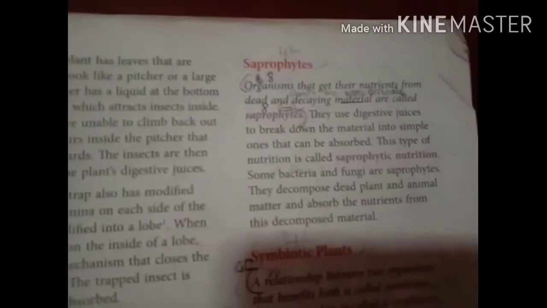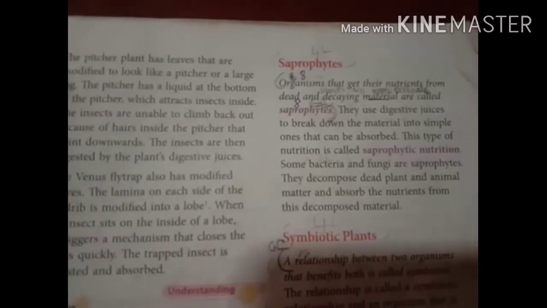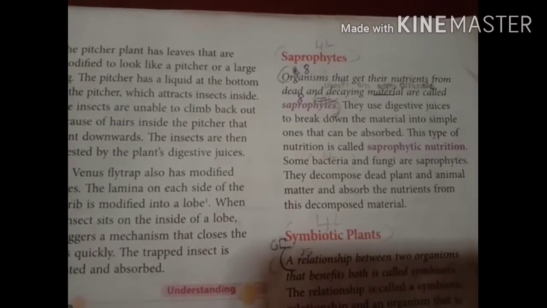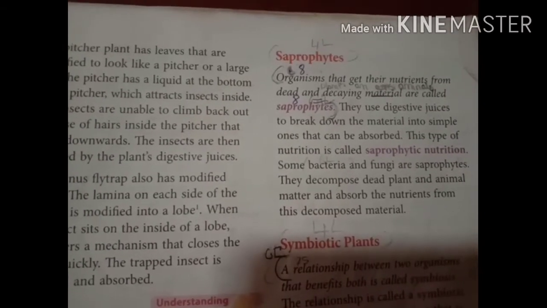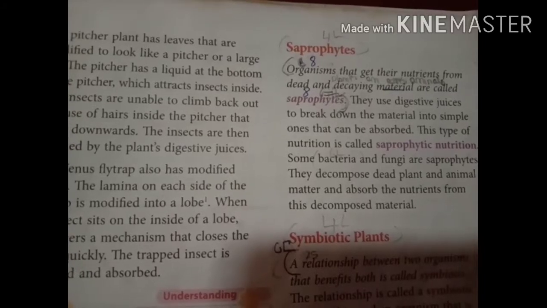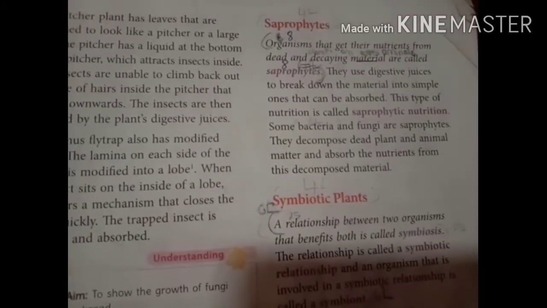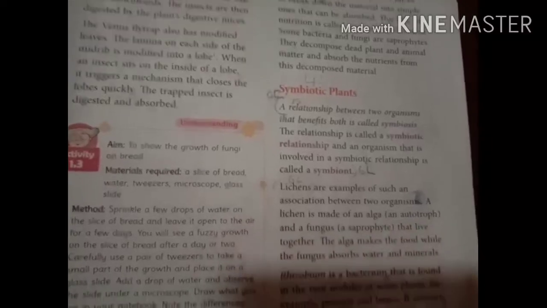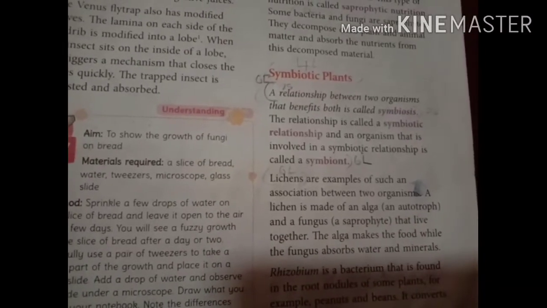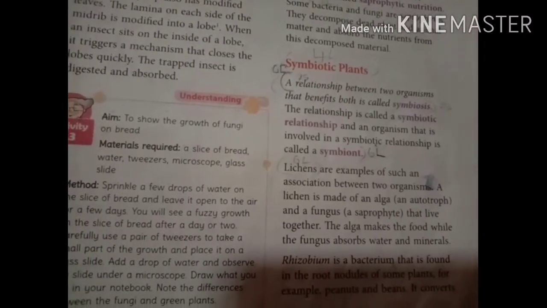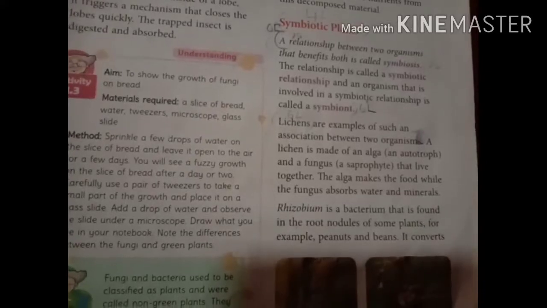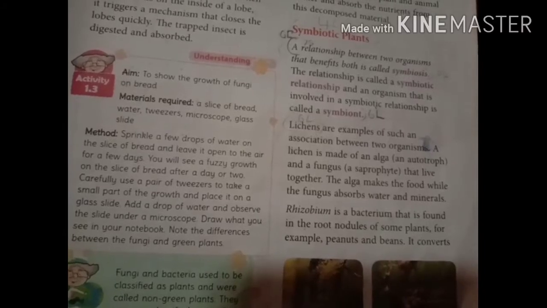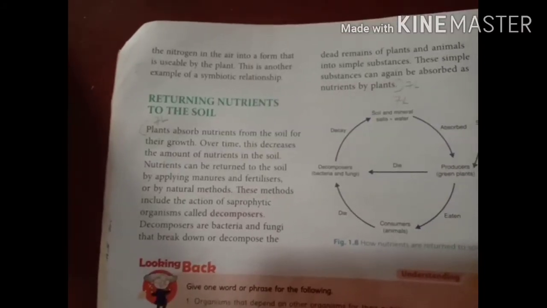what is saprophytic nutrition, and what are saprophytes? What are saprophytes, and an example for saprophytic nutrition. Then what are symbiotic plants? What is a symbiotic relationship? What is symbiosis? Then who are symbionts? Then examples. Then how they make use of the nutrition. Then how the nutrition is returned to the soil.